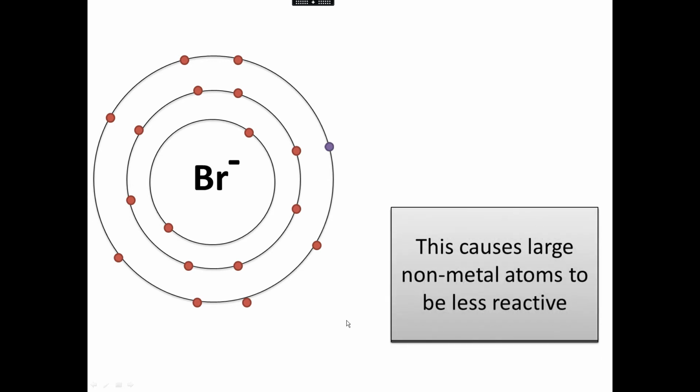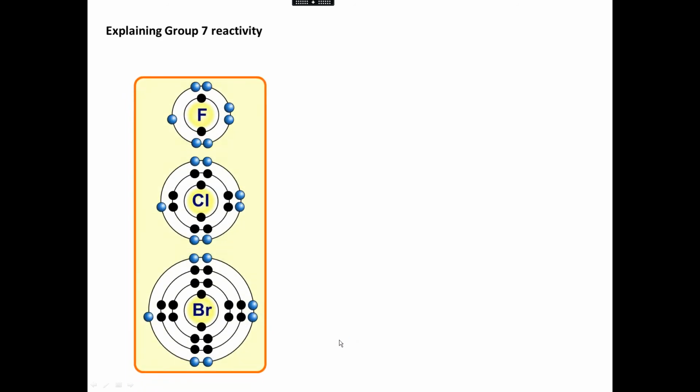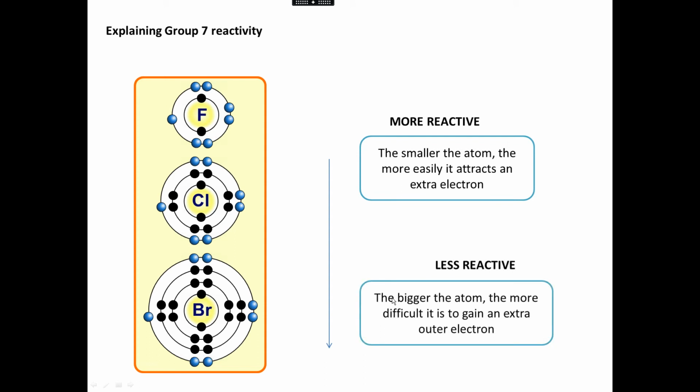So therefore, as you go down the group, the atoms get larger, it becomes more difficult to attract an electron to complete the outer orbit. Okay, so the smaller the atom, the more easily it attracts an electron, and the bigger the atom, the more difficult it is to gain an extra outer electron. So they are getting less reactive down the group, the opposite pattern to the alkali metals, because they are gaining an electron rather than losing an electron.